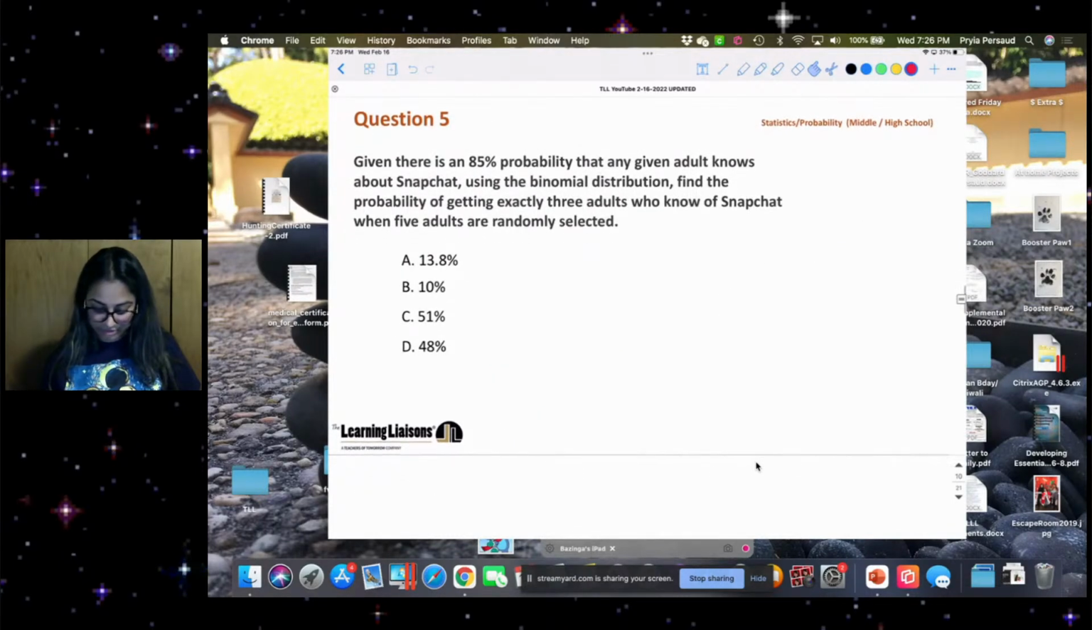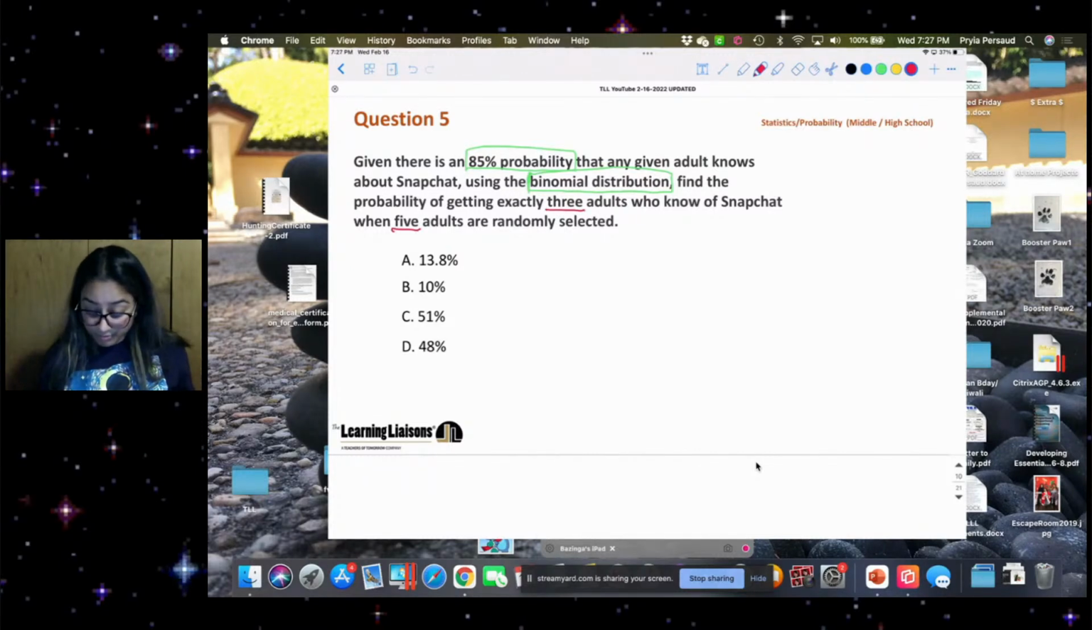All right, here we go. Number 5. It's a statistics/probability problem. So the problem reads, given there is an 85% probability that any given adult knows about Snapchat, using binomial distribution. Ooh, I like problems like this because they tell you what to use. Find the probability of getting exactly 3 adults who know of Snapchat when 5 adults are randomly selected. So the 3 and 5 are important as well.